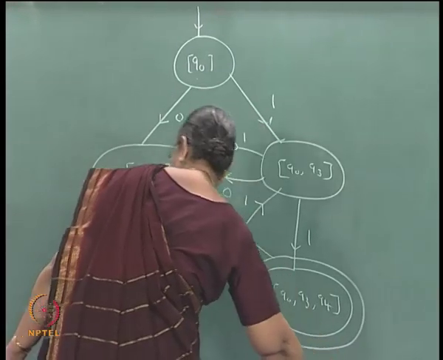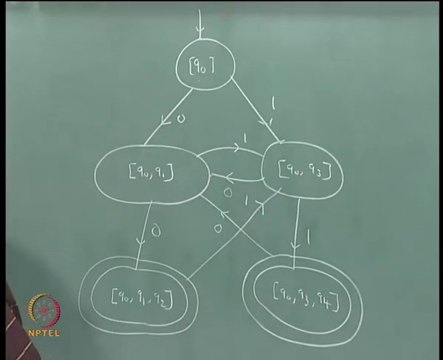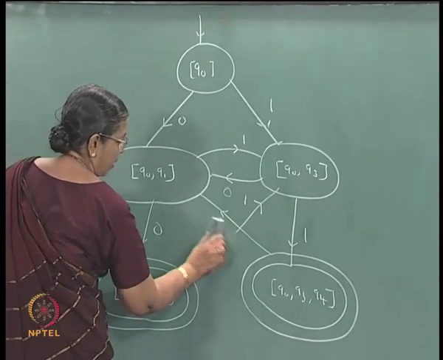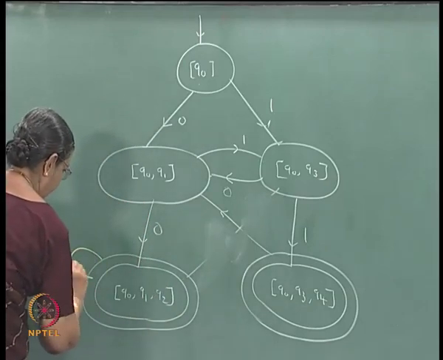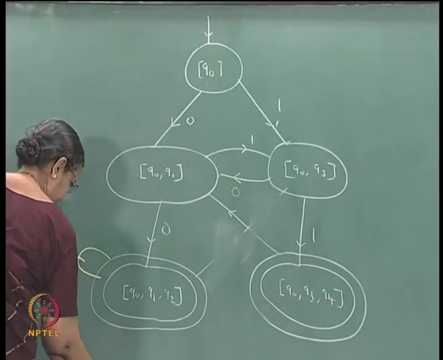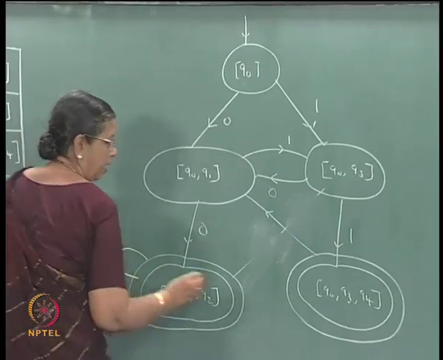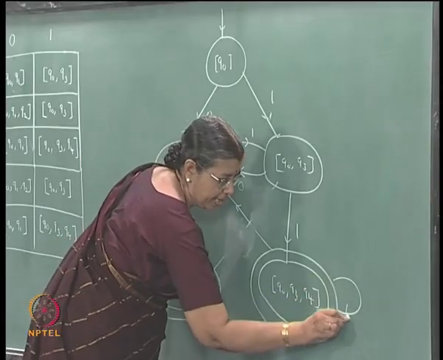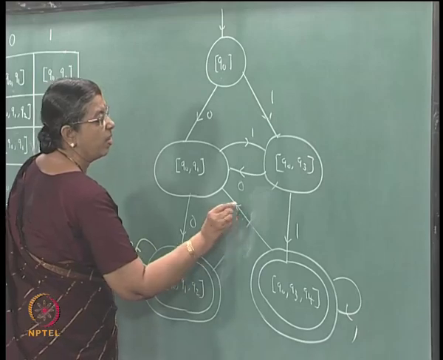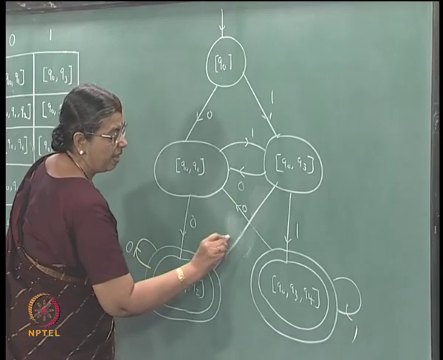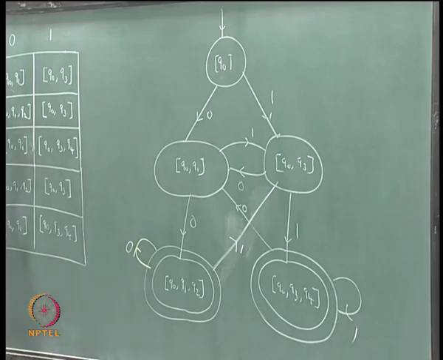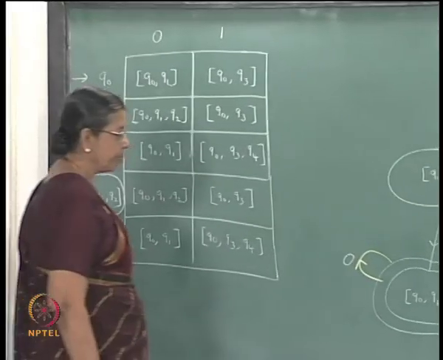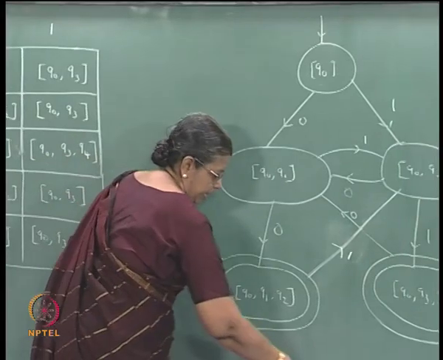The diagram is not correct. From Q0, Q1, Q2, if you get a 0, you will be here. Here, if you get a 1, you will be here. If you get a 0, you go back here. If you get a 1, you go here. So, this is the state diagram of the table.